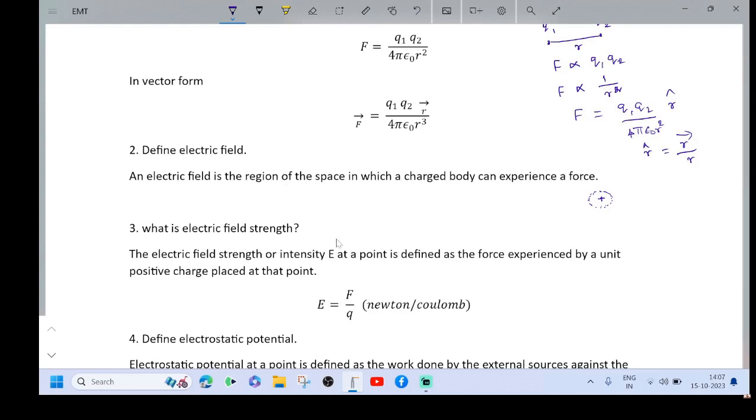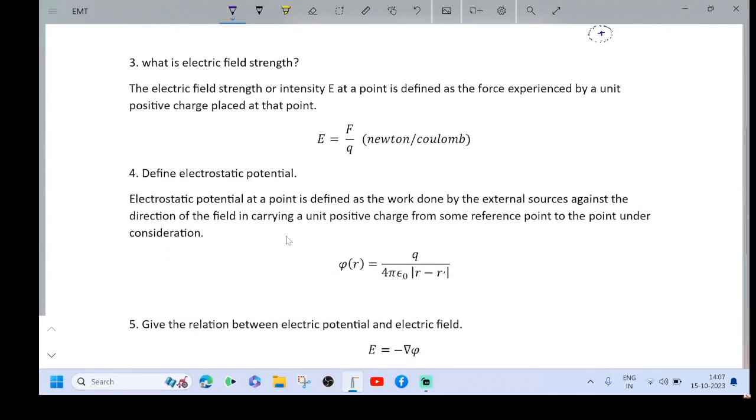See the third question. What is electric field strength? The electric field strength or intensity E at a point is defined as the force experienced by a unit positive charge placed at that point. E equal to F divided by Q. Then the unit of electric field strength is Newton per Coulomb.